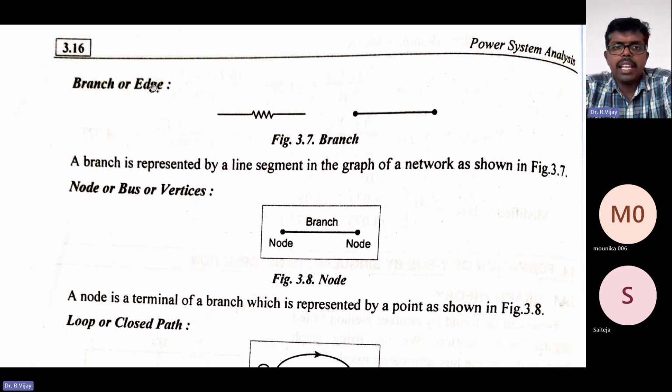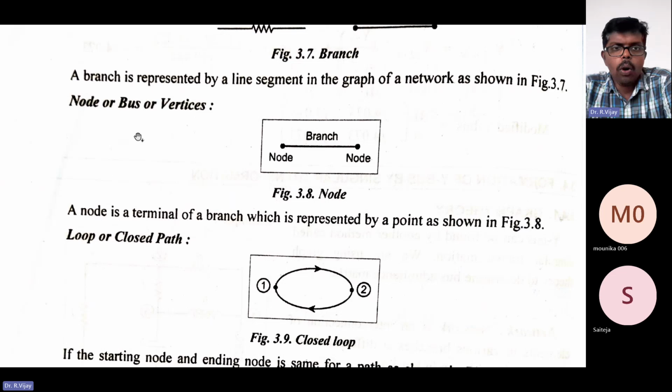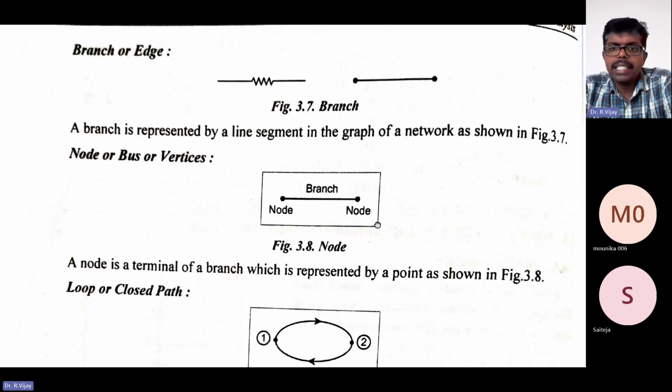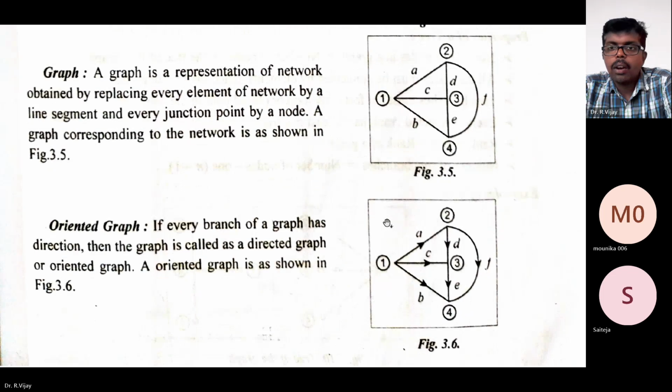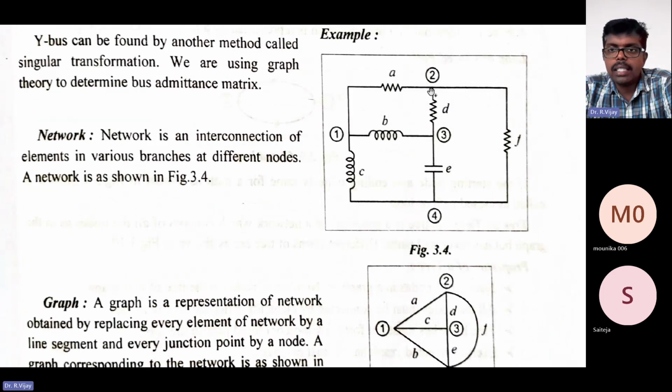In some other notations, they will be called as edge. Okay, next, node or bus or vertices. So what is meant by a node? A node is a terminal of a branch which is represented by a point. Okay, so as we see here now, these are all each and every node. This is one node, this is the second node, the third node, and the fourth node.